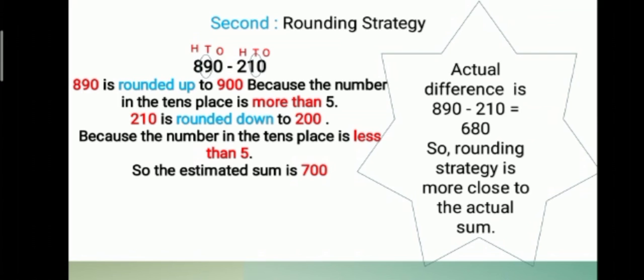0 minus 0 equals 0. 9 minus 1 equals 8. 8 minus 2 equals 6. So the rounding strategy is closer to the actual difference.